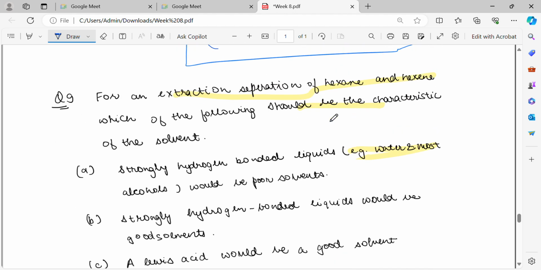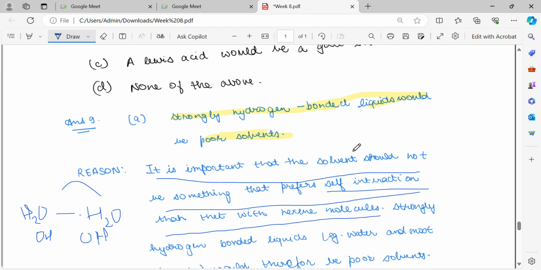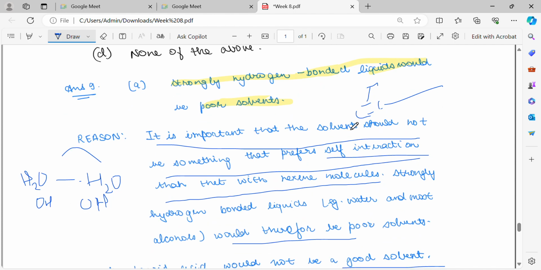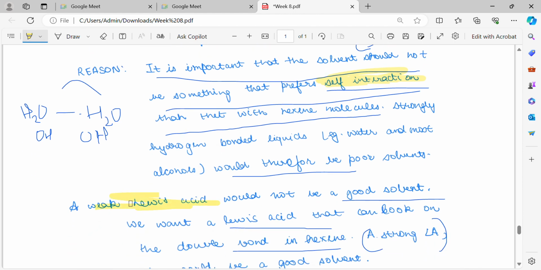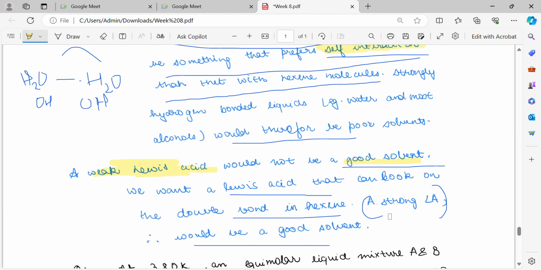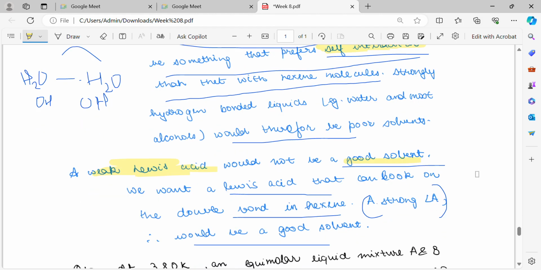So for extraction, separation of hexane and hexene, we need something which gets mixed with the hexene. It should not prefer self-interaction by themselves. They should not have a self-interaction with themselves. A weak Lewis acid would never be a good solvent. We want a Lewis acid that can look onto the double bond.